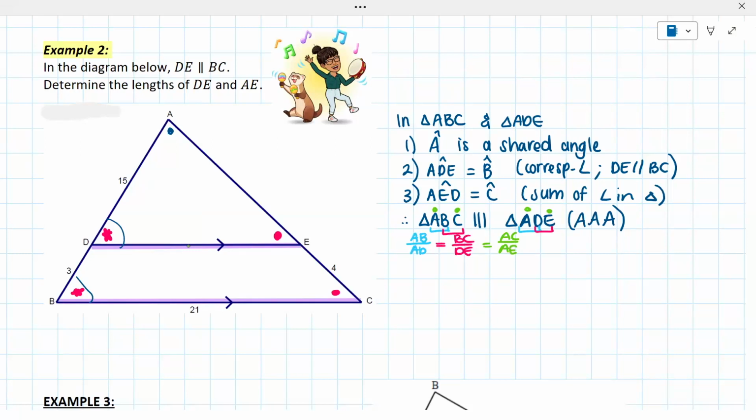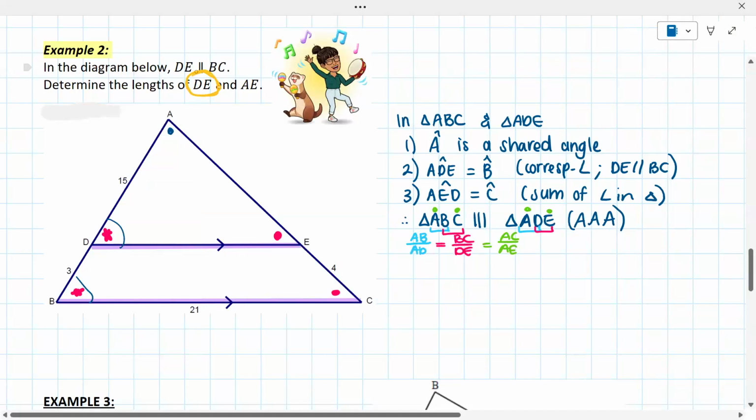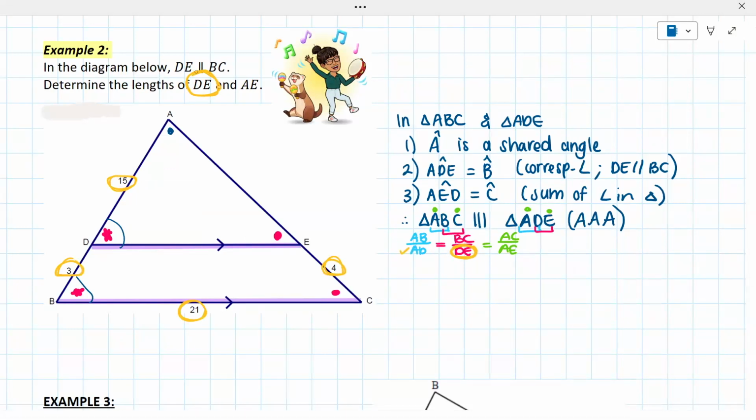Okay, so that's what I have. Now I go back to my question and I ask myself, well, what am I trying to find? Cool. The first one that I'm looking for is DE. So I look to my ratios, there's DE in that pink fraction. So cool, I'm definitely going to have to work with that fraction. The next thing that I check is of the side lengths that I was given, where do they fall in my fractions? Okay, so AD is 15. So there's AD. I've got that one.